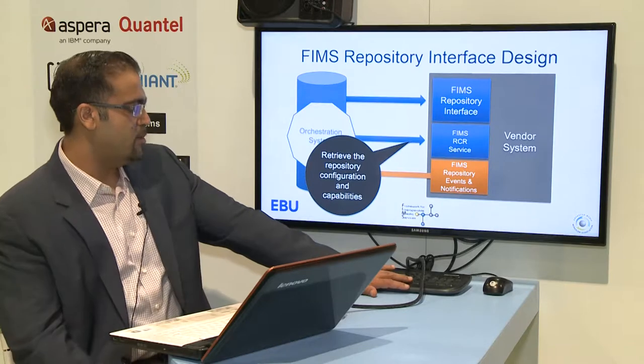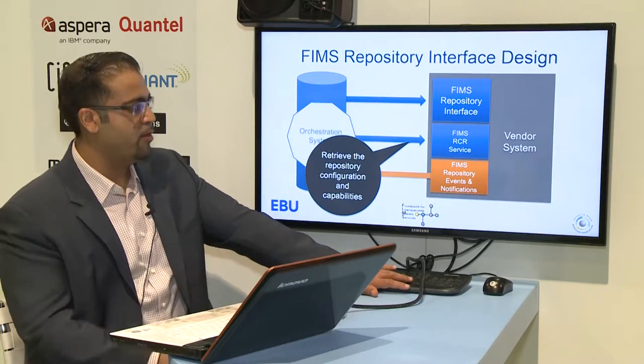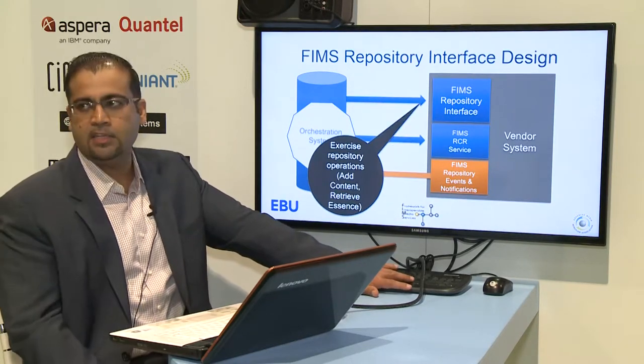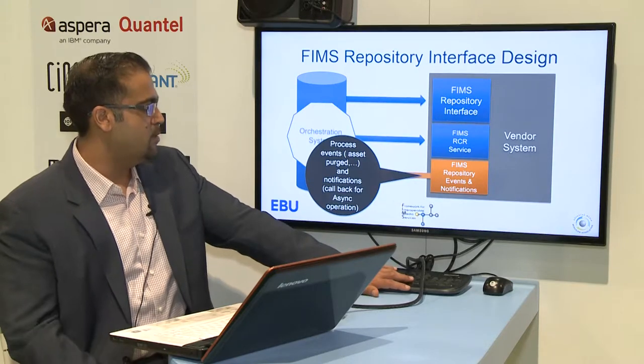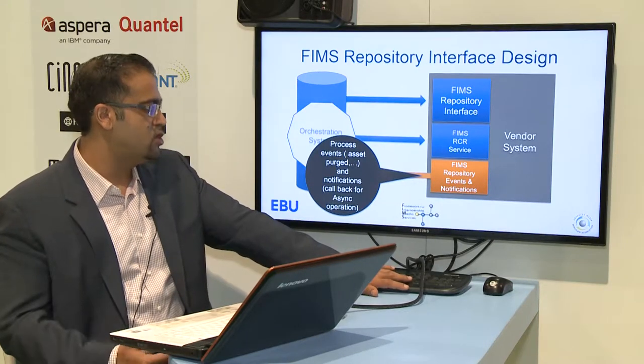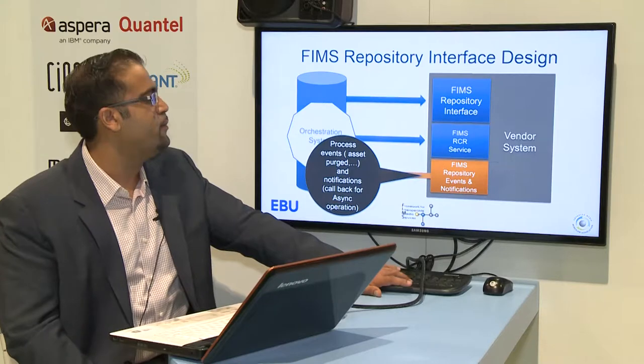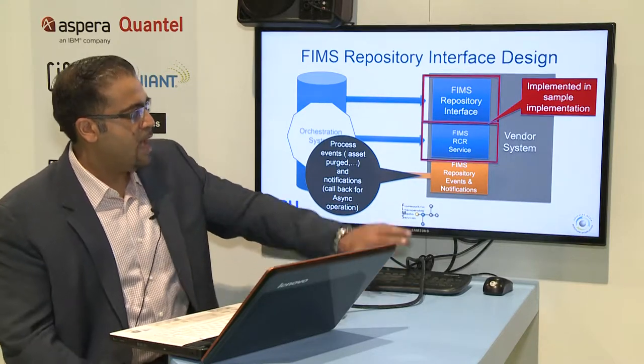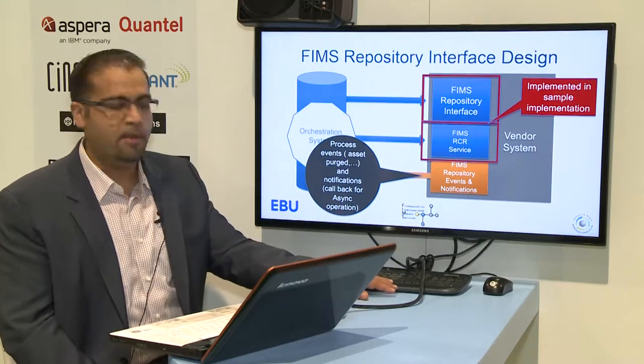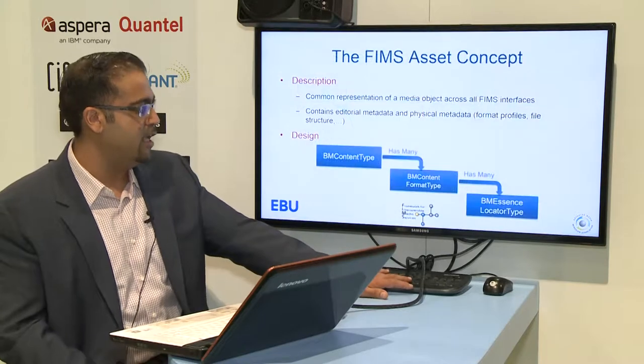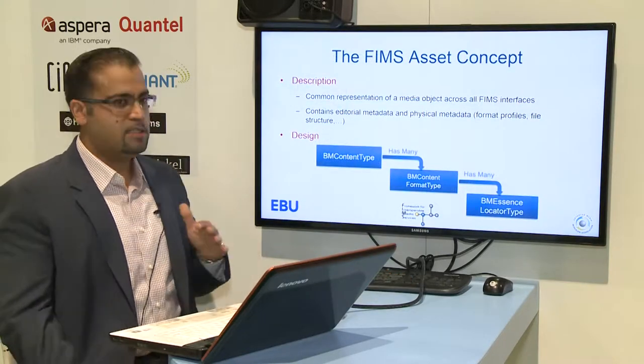So we talked about retrieving the repository configuration from the RCR. We talked about adding content and retrieving essence. And we talked about the asset purged callback on completion or failure. So the sample, as I mentioned before, is going to implement the first two sets of features. The notification is not part of it. Now, let's take a step back.